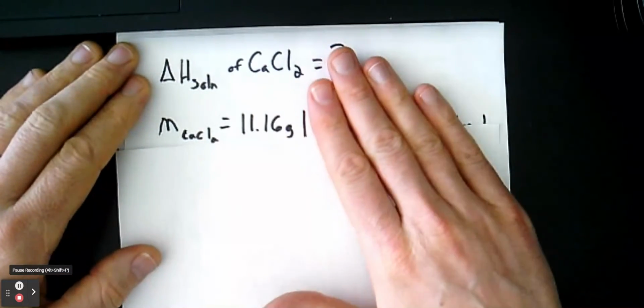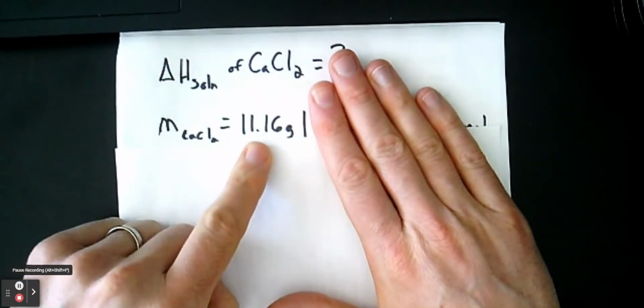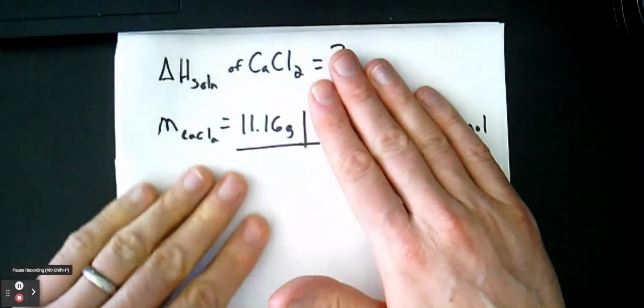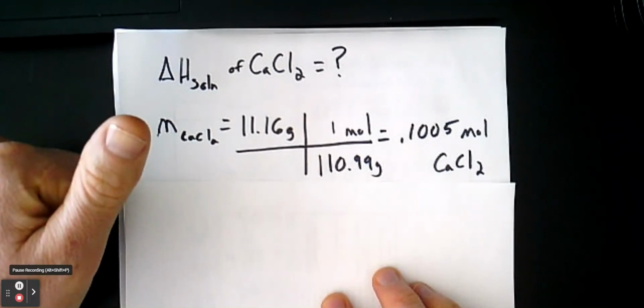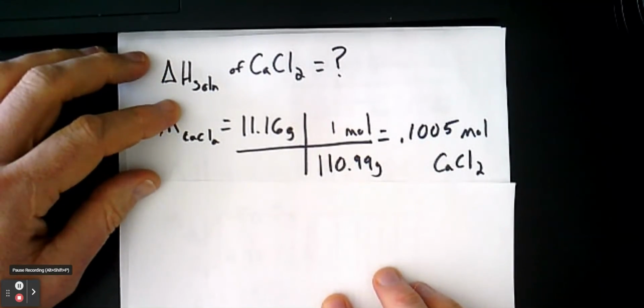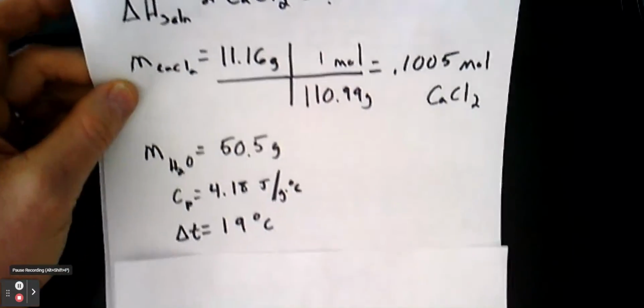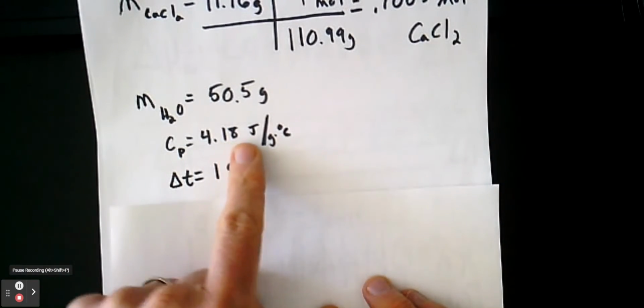Now I can use this to solve for the heat of solution, or heat of dissolution, and I'm going to do this on paper. I want to know how much energy it gives off, the heat of solution. I needed to know the mass of my calcium chloride, and I'm going to convert that to moles. I also need to know how much water I had and the temperature change. I had 50.5 grams of water, and the temperature change was about 19 degrees Celsius. And that's the specific heat of water that I'm going to use.